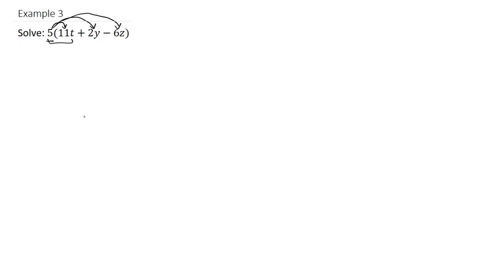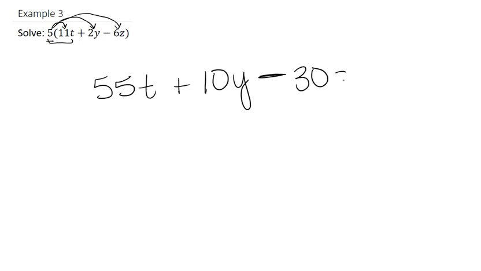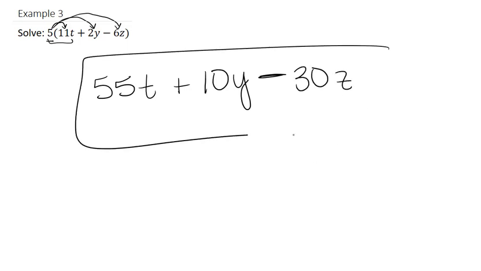So 5 times 11 is 55, and we leave it as t. Then 5 times 2 is 10, and so it's 10y. And then we have a negative sign here, which we're going to leave as is. Now we have this 5 times this 6, so that's 30z. And that would be our solution.